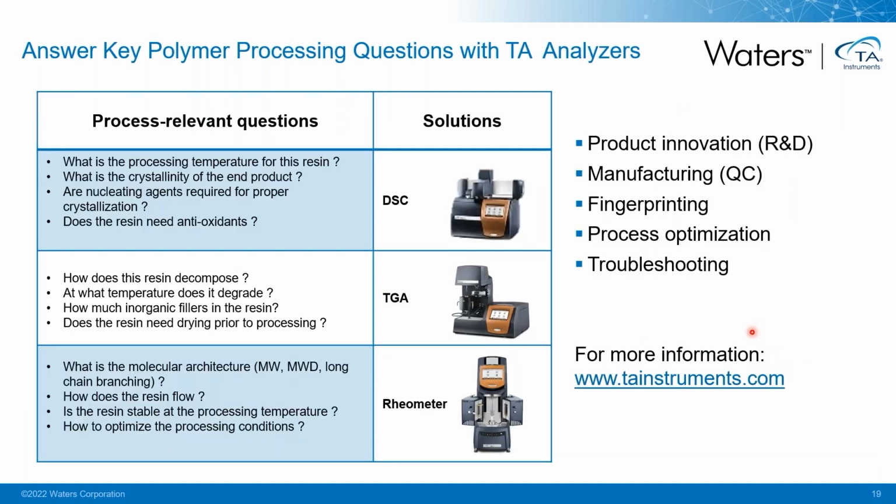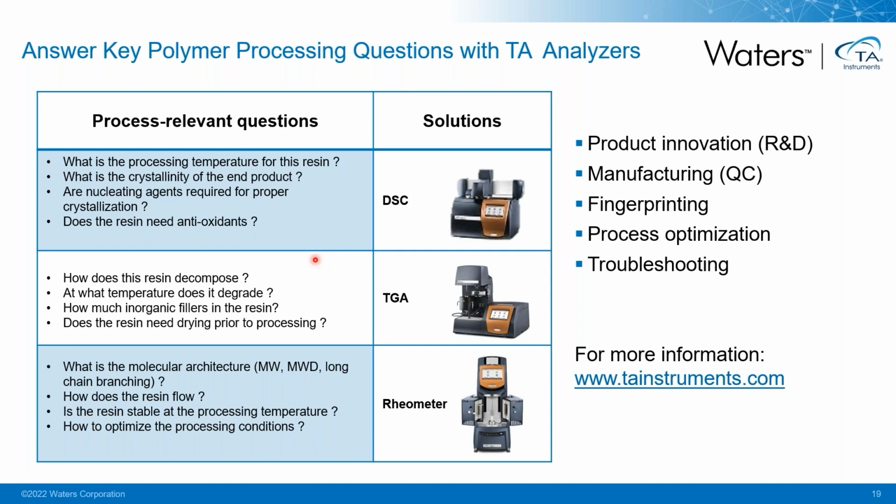Here is a summary of most of the key polymer processing questions that can be answered using TA Instruments analytical techniques. First, the DSC can help to measure the crystallinity and crystal melt of feedstocks. DSC can monitor sample oxidative stability and also help to guide processing temperature. TGA determines the resin's decomposition temperature.